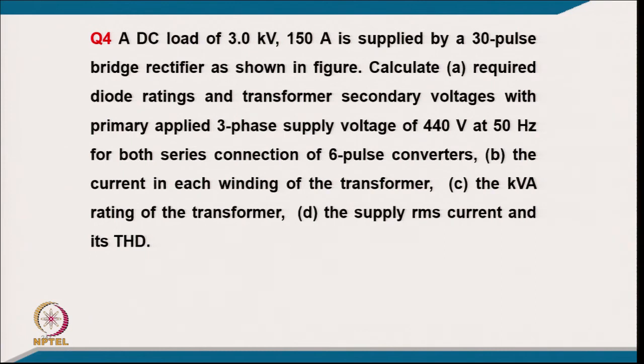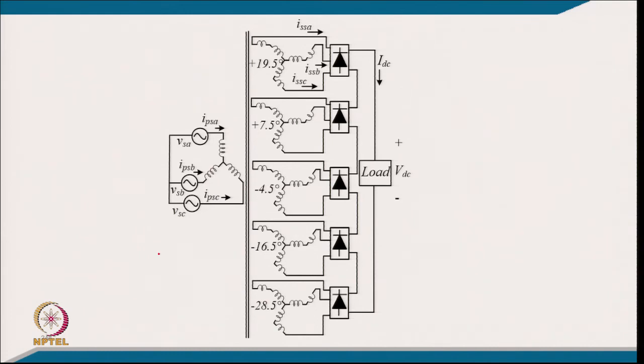Now, coming to example 4: a DC load of 3 kilovolt, 150 ampere is supplied by a 30 pulse bridge rectifier as shown in the figure. Calculate the required diode rating and transformer secondary voltage with the primary 3 phase voltage of 440 volt at 50 hertz, for the series connected 6 pulse converters, and typically the current rating in each winding of the transformer, kVA rating of the transformer, supply RMS current, and the THD. This is for 30 pulse.